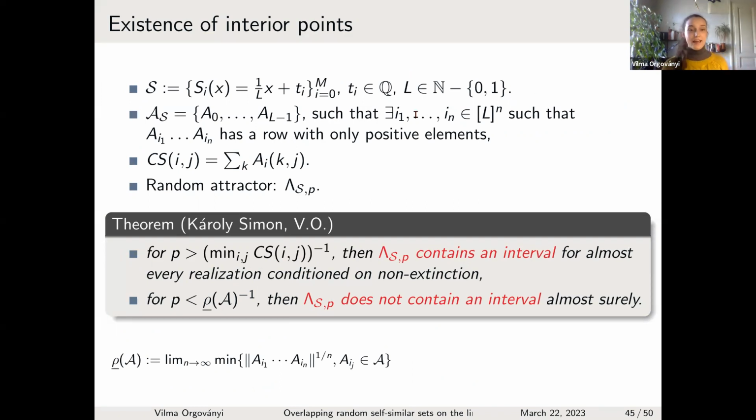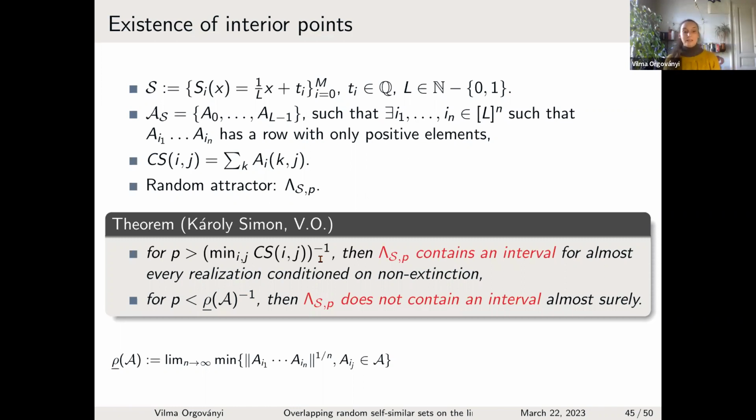We have the same type of IFS, and we again have our matrices, and assume that we can find a product that has a row with only positive elements. And then again, we denote by CS_ij the jth column sum of the ith matrix, and the random attractor is denoted by Lambda_S(p) again. Then if we choose p to be greater than the reciprocal of the minimum of the column sums, then our random attractor will contain an interval almost surely conditioned on non-extinction.